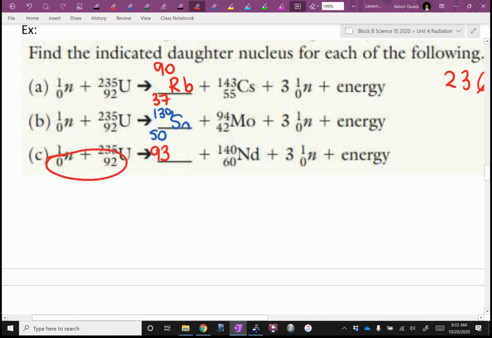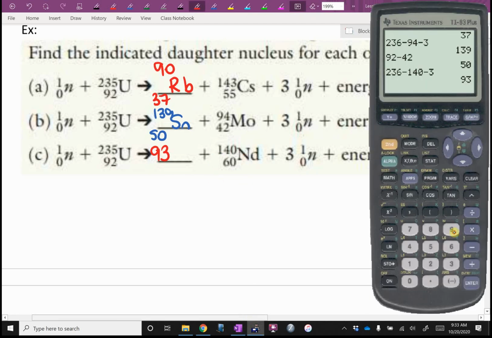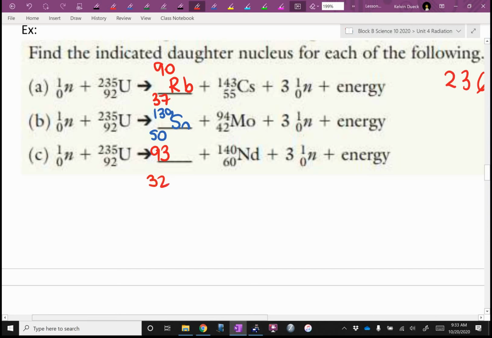Charges, I'm starting with 92. I've used up 60 of the charges there. Neutrons have no charge, so it's going to be 92 take away 60. This element has a proton charge of 32. It's got 32 protons. So what element has that number? Germanium.